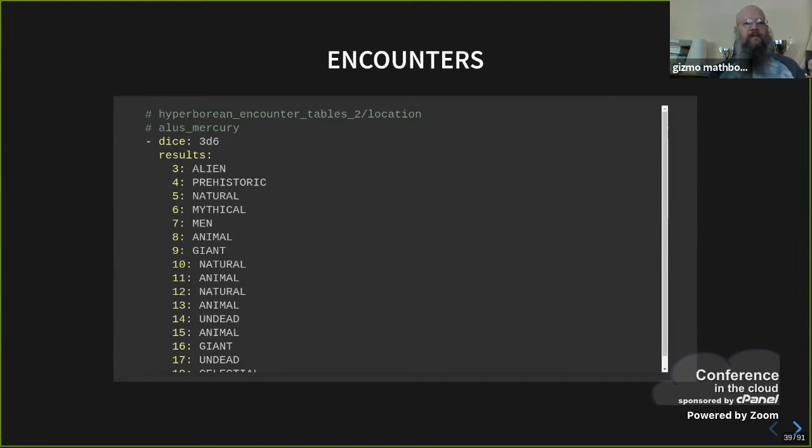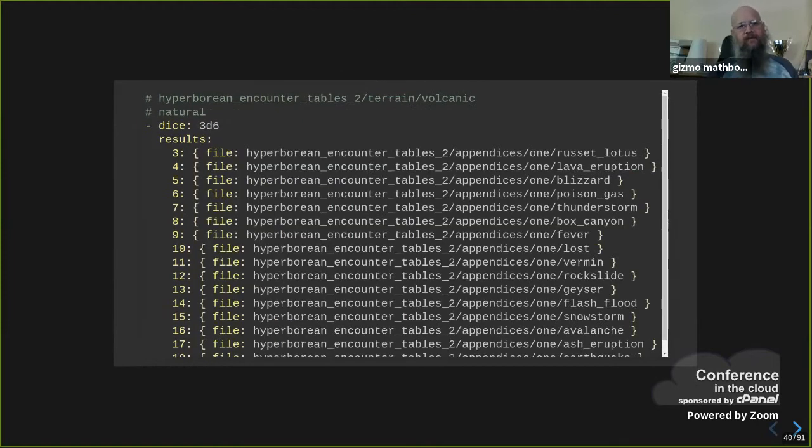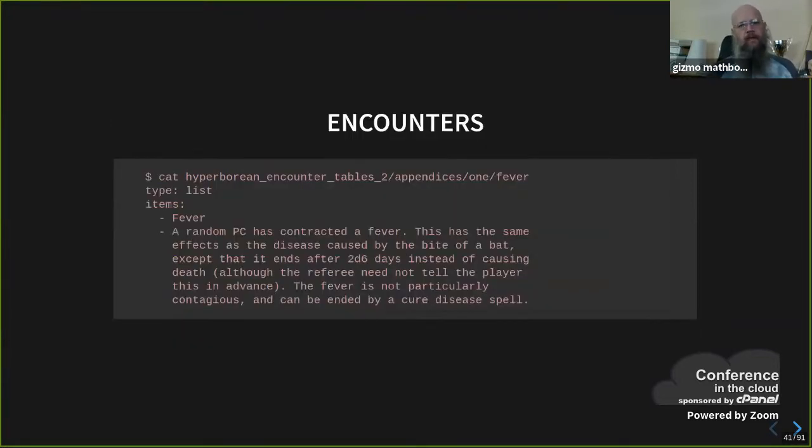Here's how the location table looks as Roland. Next, there's an example of the volcanic terrain for a natural encounter type. Like I say, this is just converting tables in PDF files into YAML for Roland to consume. And for the fever result, the action it does is just return the text in the file.